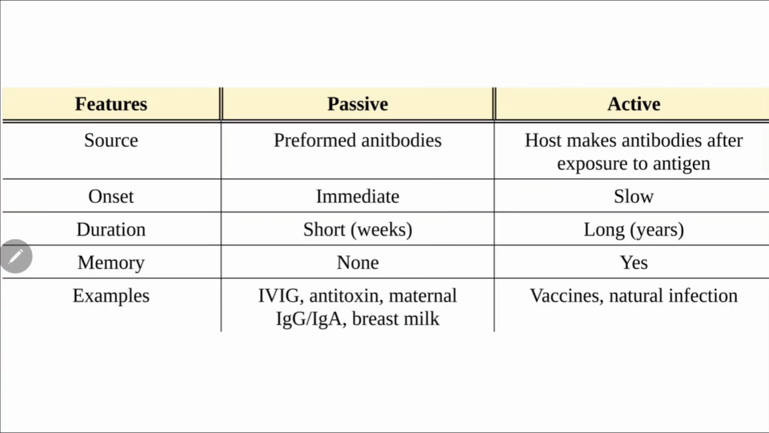Next, you have maternal IgG and IgA. So you know that maternal immunoglobulins, especially IgG, can cross the placenta and can provide immune protection to the baby up until 6 months. And also the breast milk secretions contain IgA, so that can also provide some protection to the baby until they start developing their own antibodies.